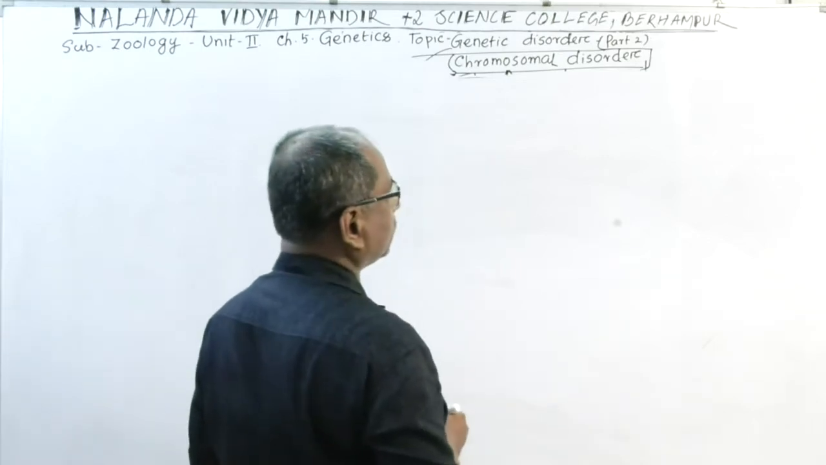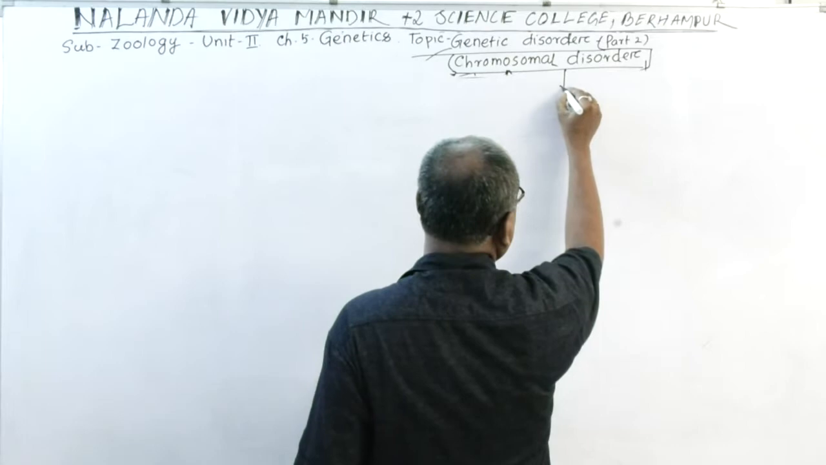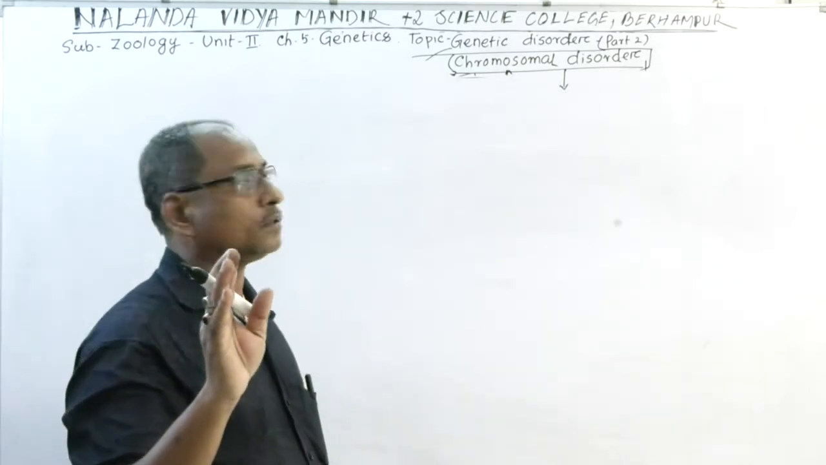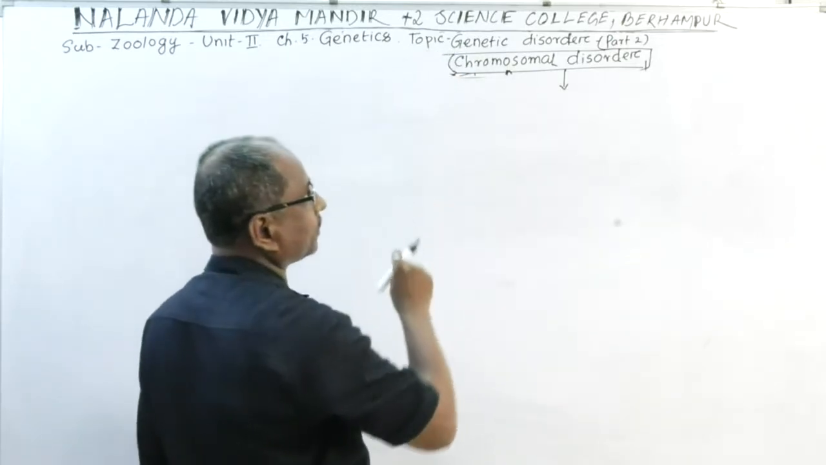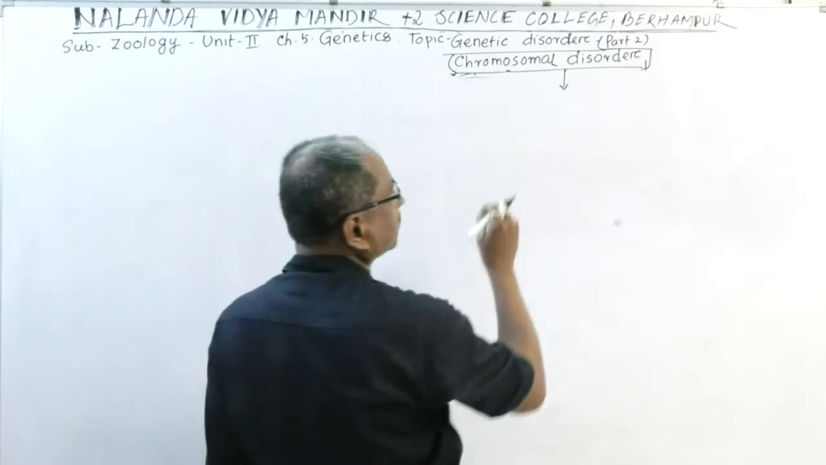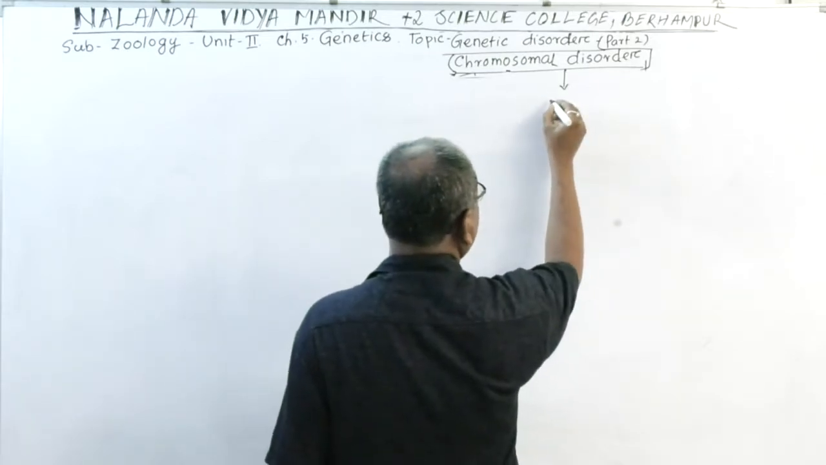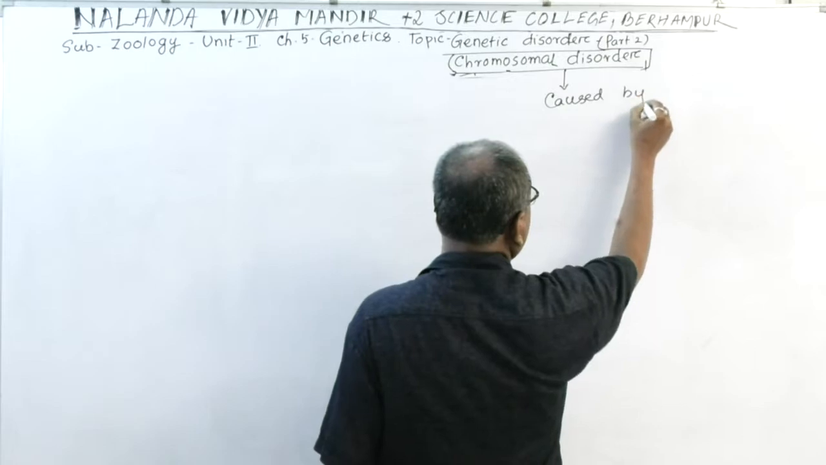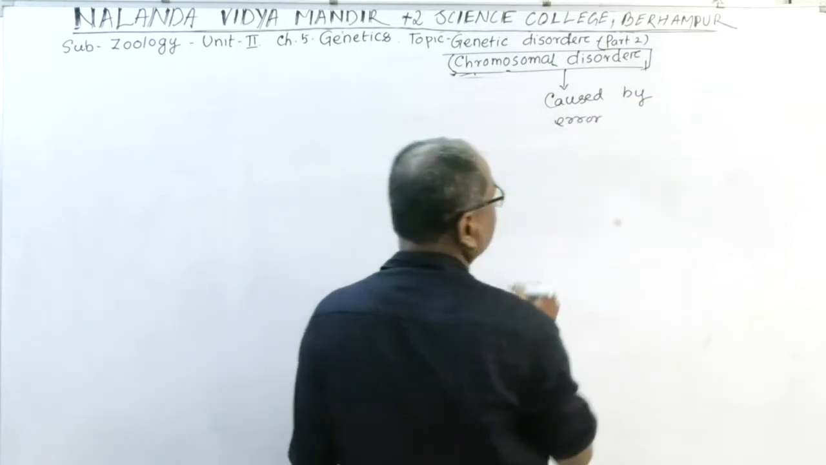Today's topic is chromosomal disorder. What is the chromosomal disorder? Last class we have already discussed about the genetic disorder. Then, what is the chromosomal disorder? This chromosomal disorder is caused by any error.